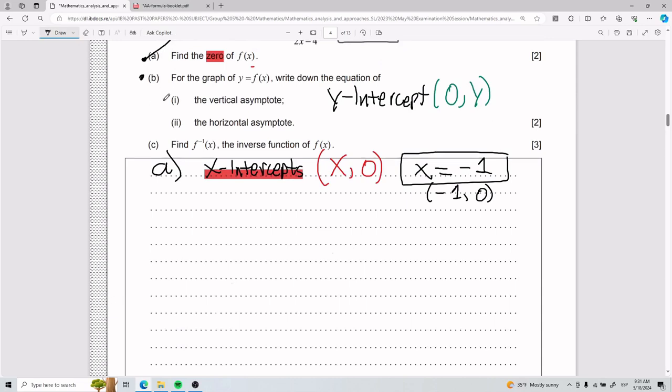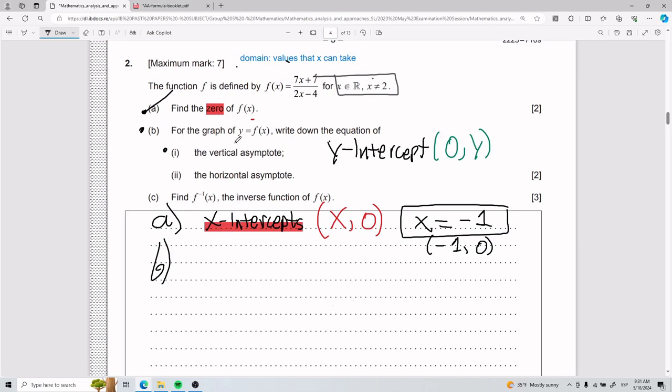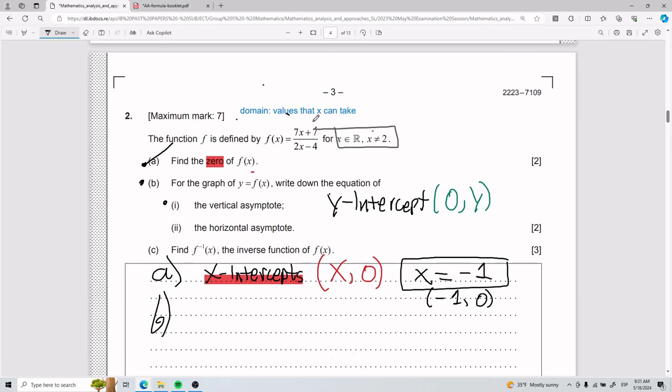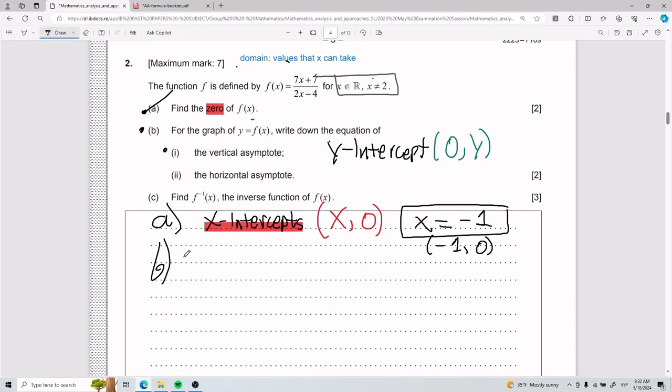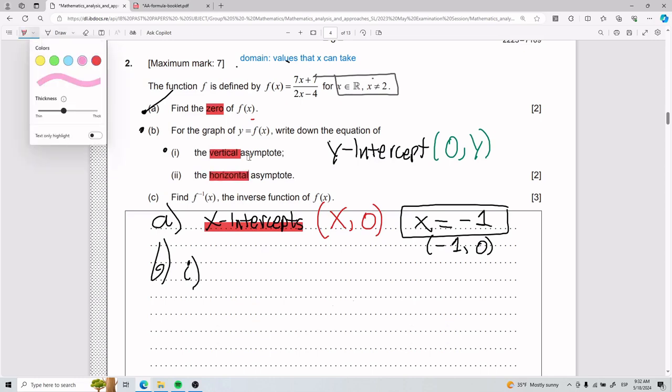For part B, they tell us that for the graph of y equals f of x, which is basically just this, right? So for your function, write down the equation of, first of all, the vertical asymptote. Now, there's a lot of buzzwords here. On the one hand, you have vertical, on the other hand, you have horizontal, and then you have this special one, asymptote. Now, what the heck is an asymptote?